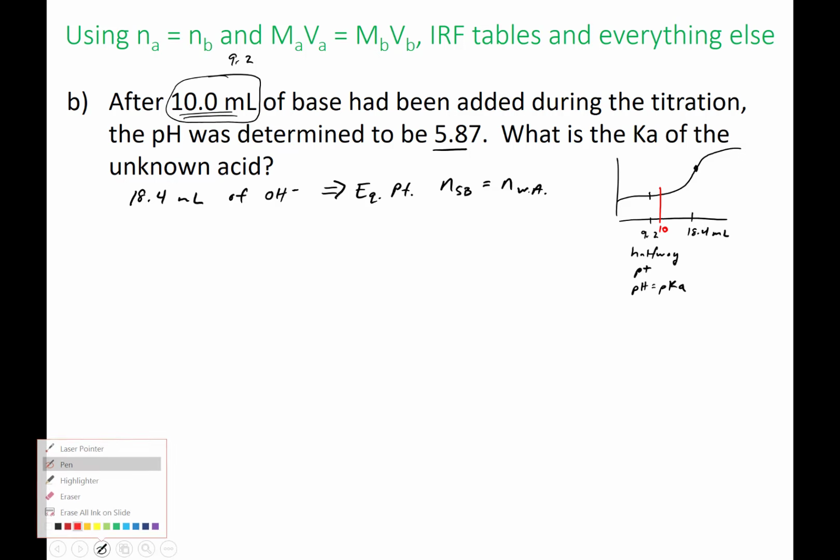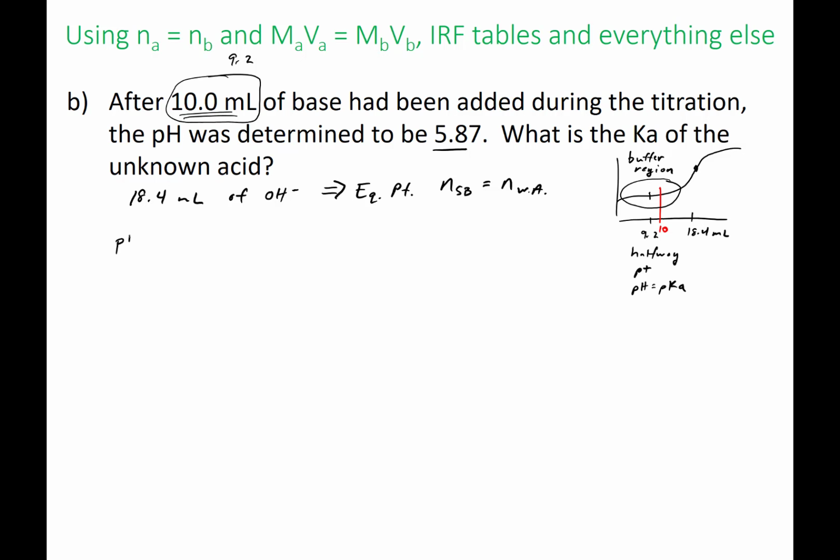So this is going to be a lot more involved than just doing that. So we've got to figure out what we're trying to solve for exactly, and see if we could come up with an equation. As you notice, we're actually in the buffer region upon 10 milliliters of the strong base. So we can use the Henderson-Hasselbalch equation: pH equals pKa plus the log of base over acid.